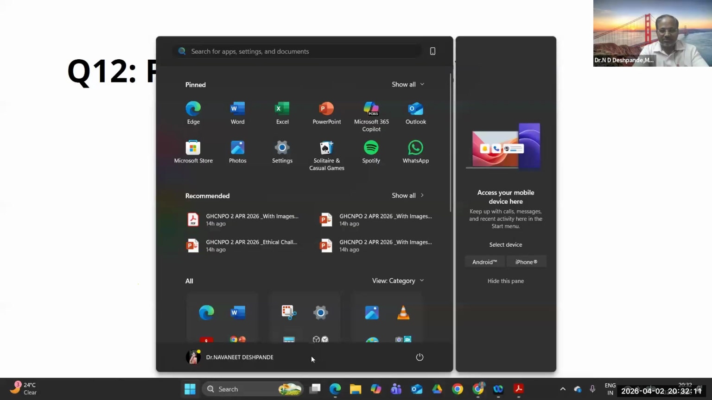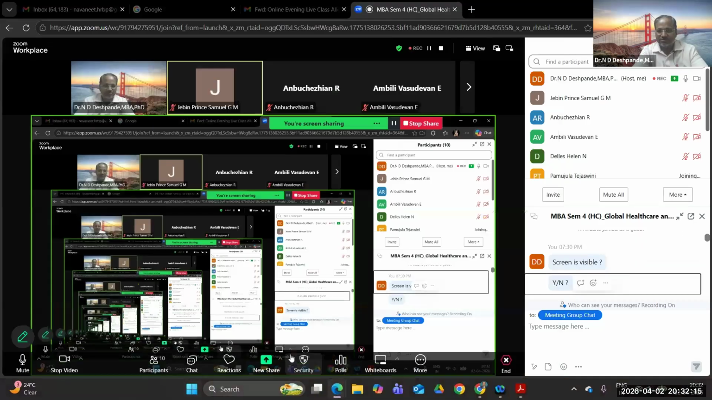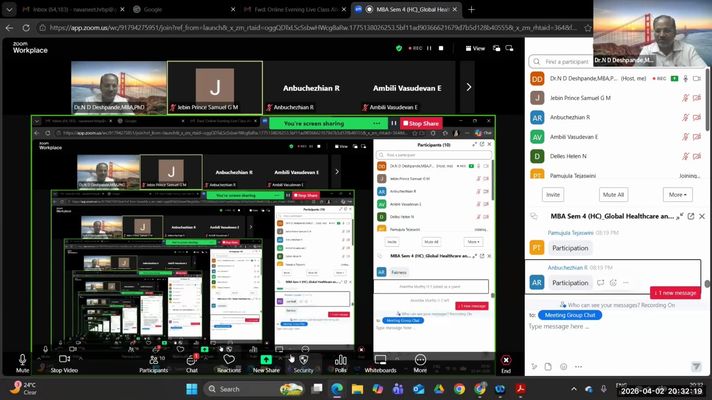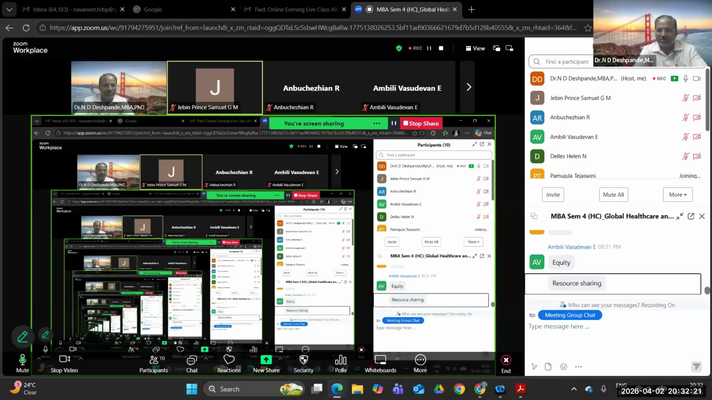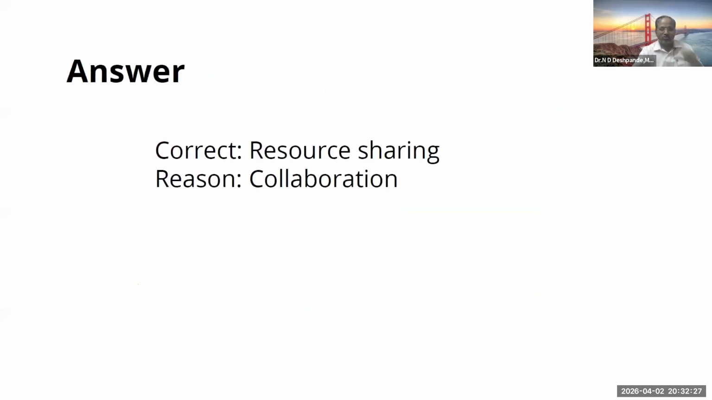Anybody trying to answer? Resource sharing. Let's see, partnership benefit: resource sharing. Correct. Partnership is for resource sharing and collaboration.